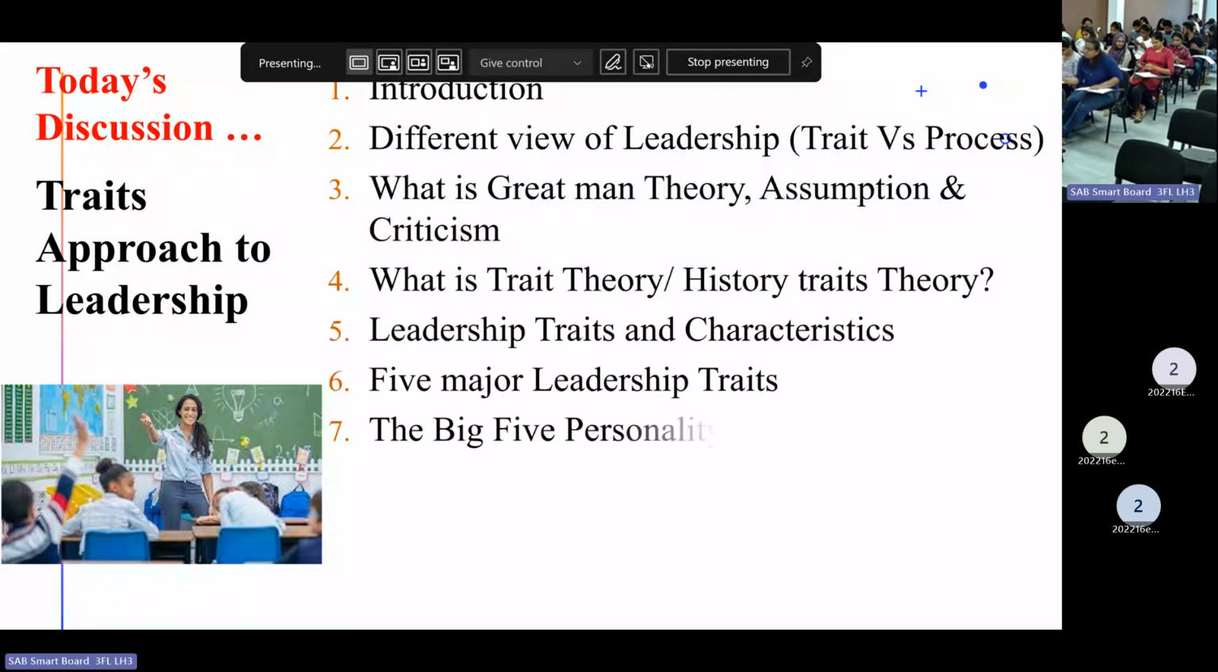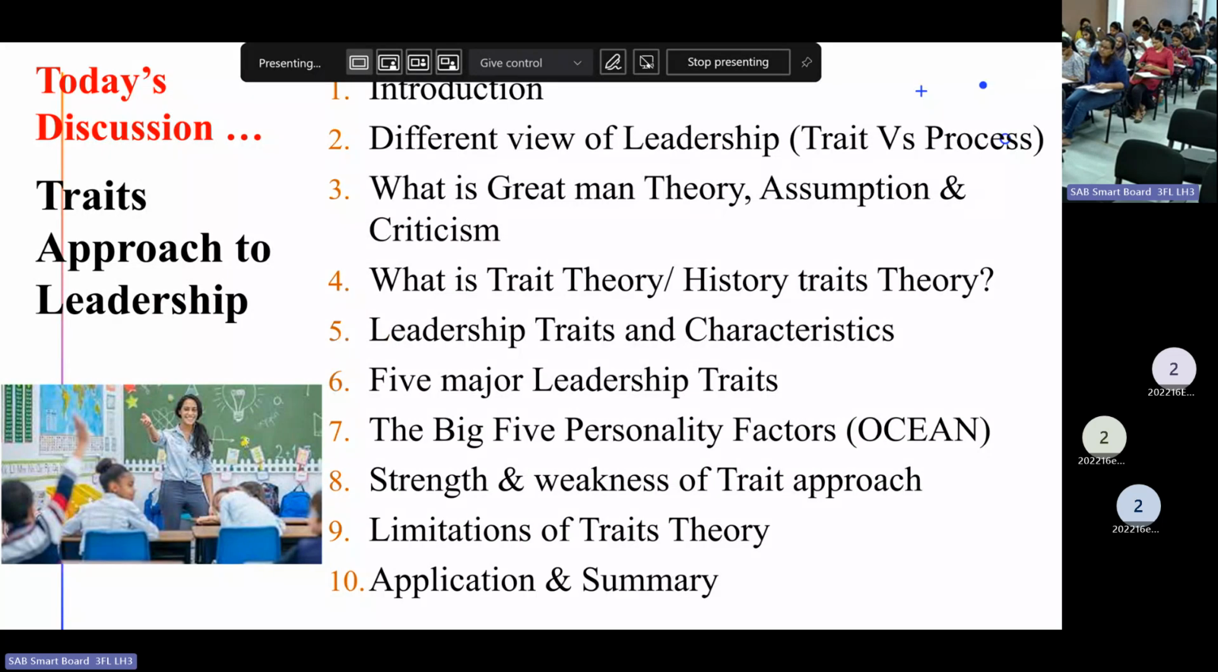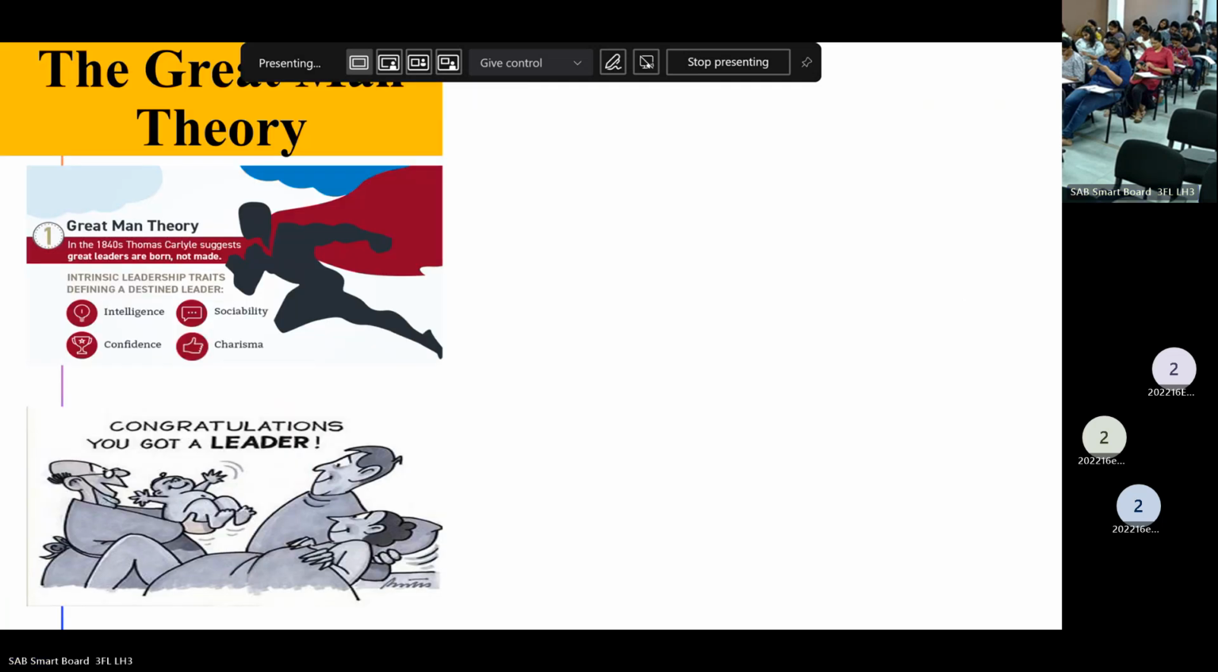So this is what we are trying to do, if I can finish in 3 hours. What is the introduction, different views of leadership? Then what are the statement, theory, and assumptions? Sometimes they assume, okay, this is how it works. And traits and characteristics, 5 major leadership traits, personality, strengths and so on. That's what we are going to discuss.